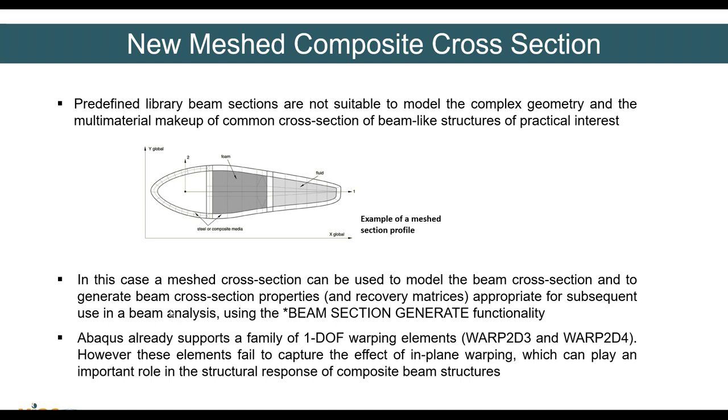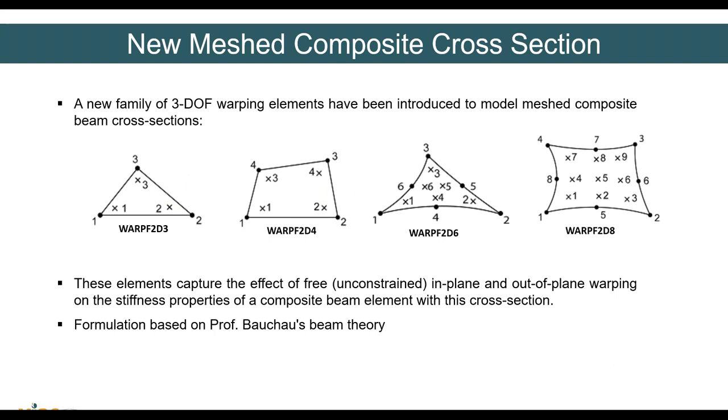This general beam section approximates the cross section property for subsequent use in the beam analysis, and it uses the *BEAM SECTION GENERATE functionality. In fact, Abaqus already supports a family of 1D warping elements like WARP2D3 and WARP2D4, but there is a challenge in these elements. These elements fail to capture the effect of in-plane warping, which can play an important role in the structural response of composite beam structures. So now in this version, we have the new family of three-dimensional warping elements that has been introduced in 2021 for meshing composite beam cross sections.